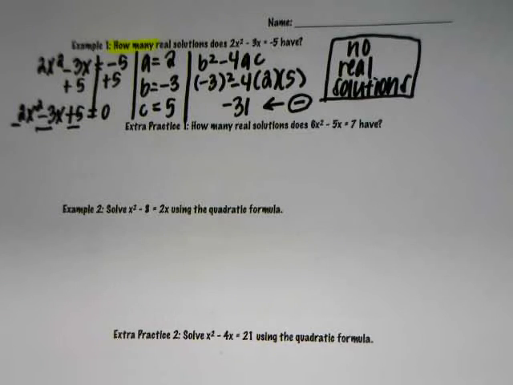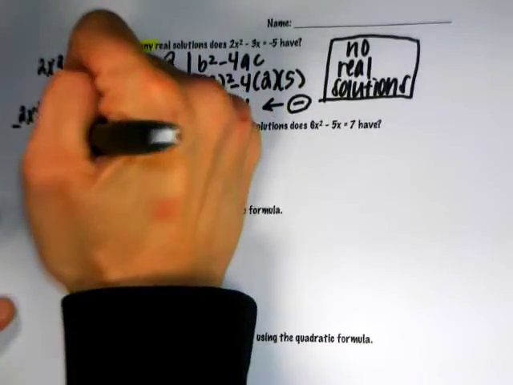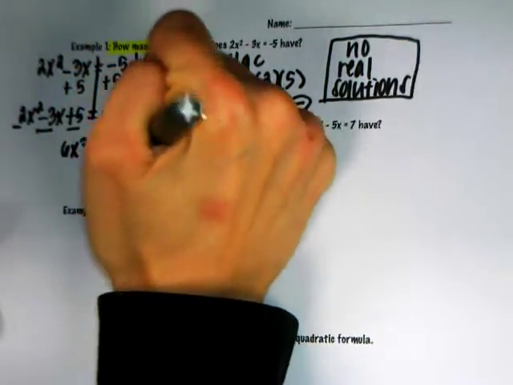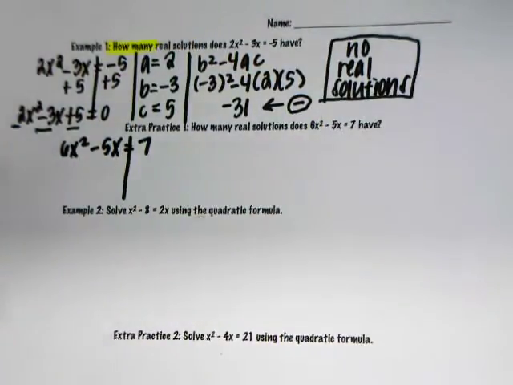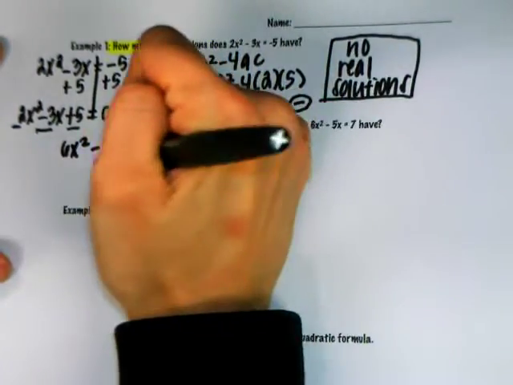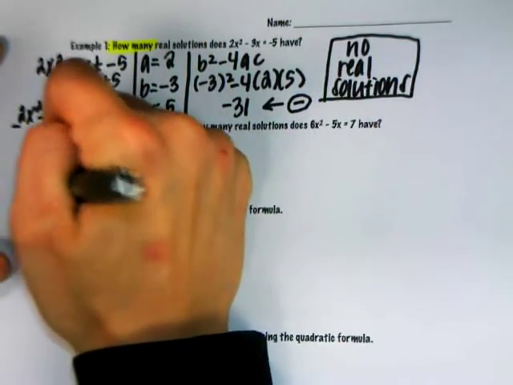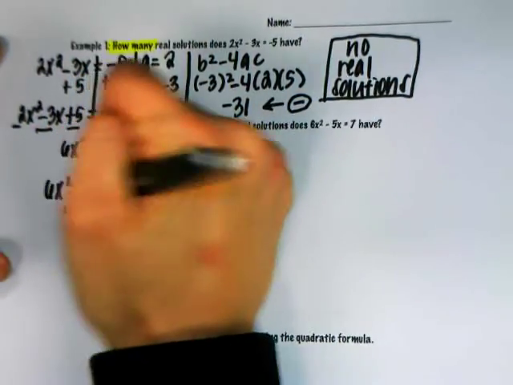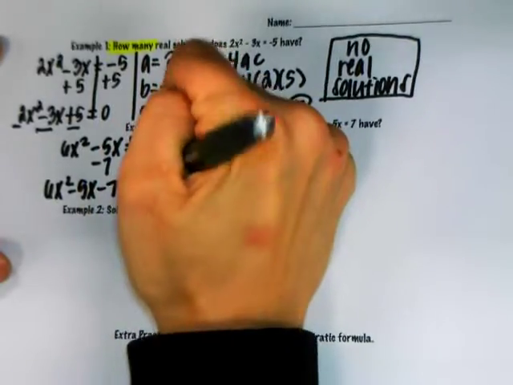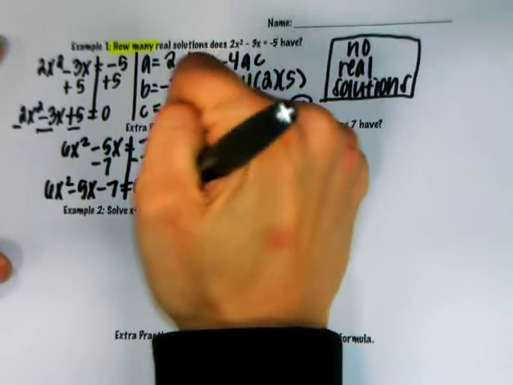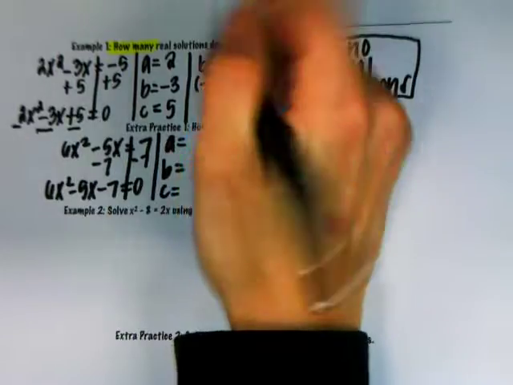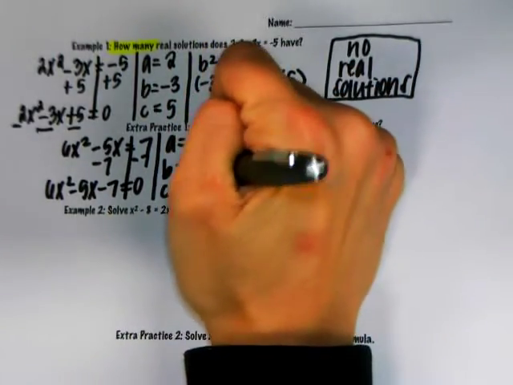Are we done? So do we all get to do the next one? Okay, so for this one, you have 6x squared minus 5x equals 7. How do you make that one equal 0? Yep, minus 7. So 6x squared minus 5x minus 7 equals 0. And then what's A, B, and C? 6, negative 5, and negative 7.